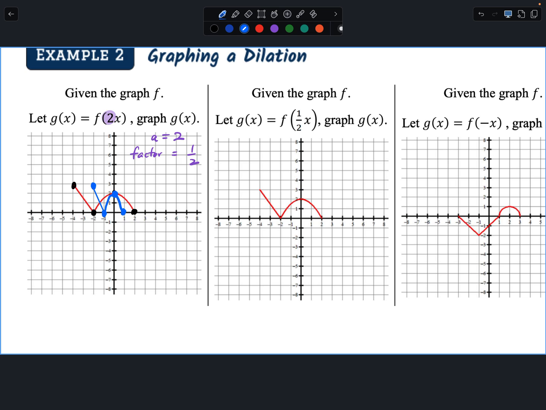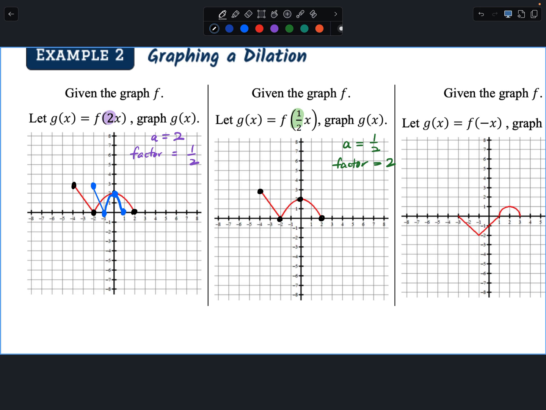You guys look so excited to graph. We love graphing. Okay. So what's my A value in the second graph? 1/2. So the factor then is going to be 2. Good, the reciprocal. So same points. But what I need to do now is double the distance away from the y-axis.